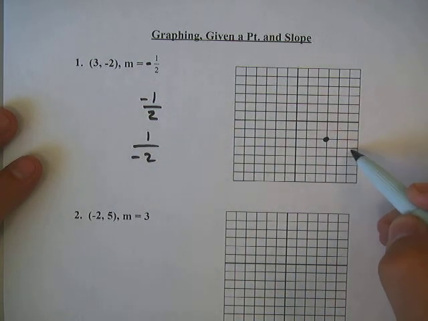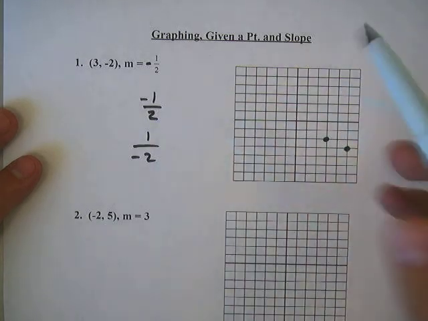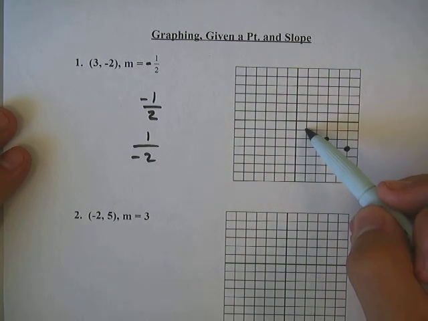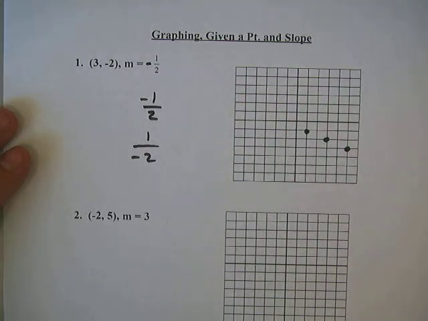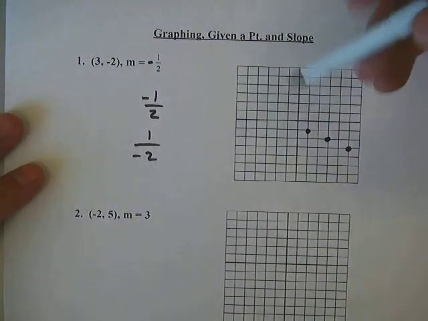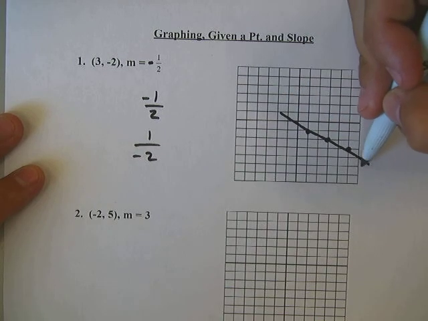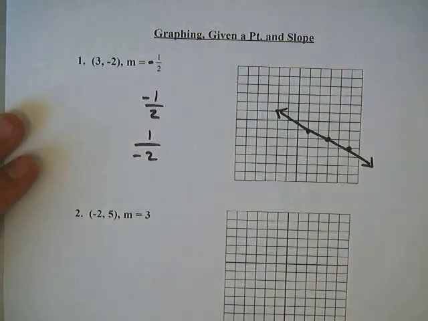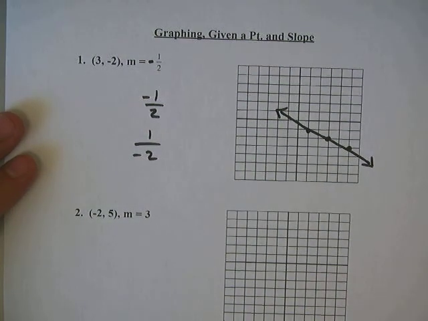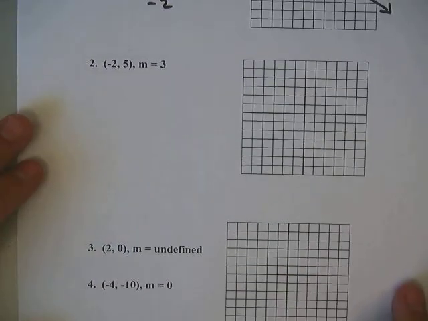So that means I could either go down 1 and to the right 2 if I use the top one, or I could go up 1 and to the left 2 if I use the bottom one. Doesn't matter which one, they mean the same thing. And from there, we can just simply draw our line. And there you go. We drew our line given a point and using slope. So let's try another one.